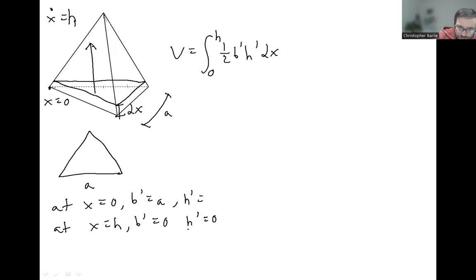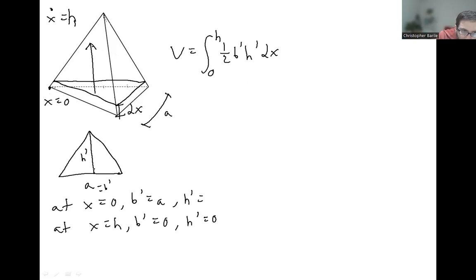So for h prime, for x equals h, obviously at x equals h there's no triangle, so the height of this triangle is going to be 0. But it's a little trickier. We have to do a little bit of math here to figure out what h prime is going to be at the bottom. What is the height of this triangle? We're trying to find the area of this triangle, 1/2 b prime times h prime. So a equals b prime here, and then this is h prime.